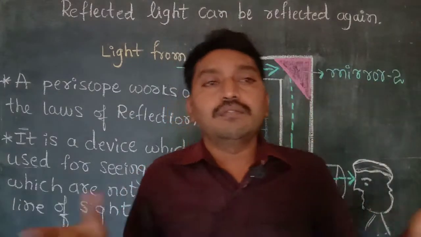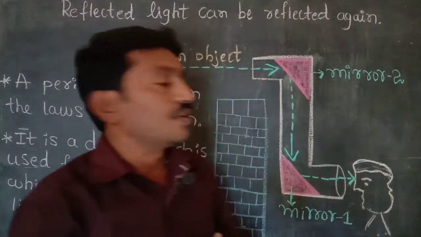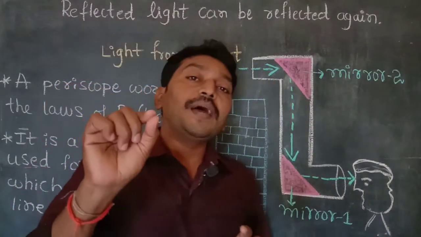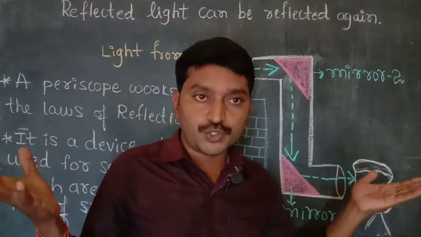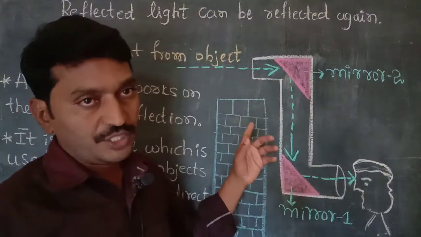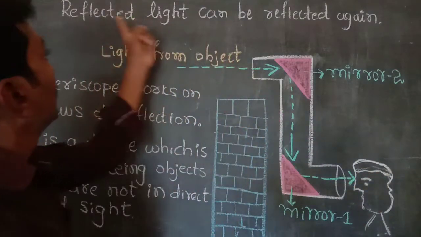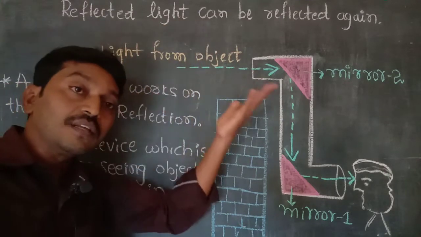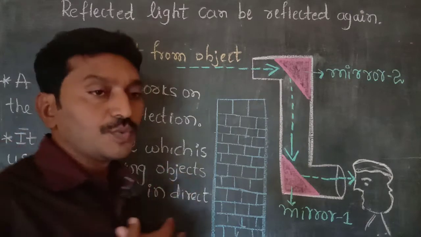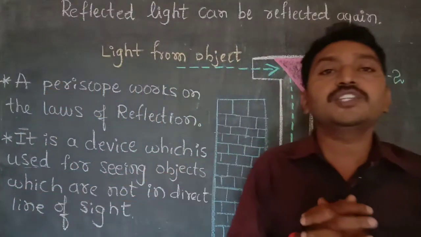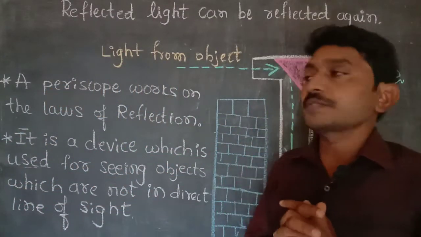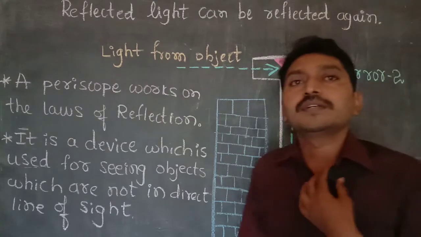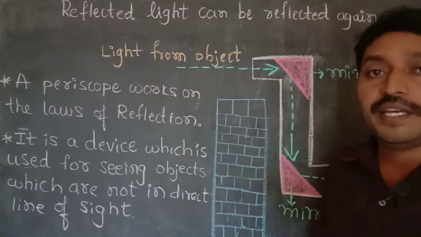We have already learned what reflection is. The bouncing back of light from the source is called reflection. Here, reflected light is reflected once again. How is that possible? Really, is it possible in nature? Yes, of course, my students, it is possible in our surroundings and in nature.